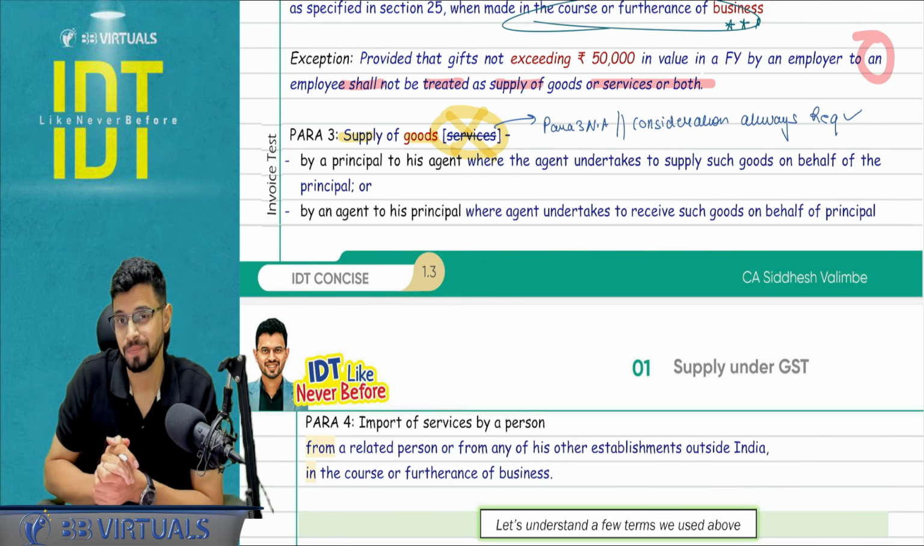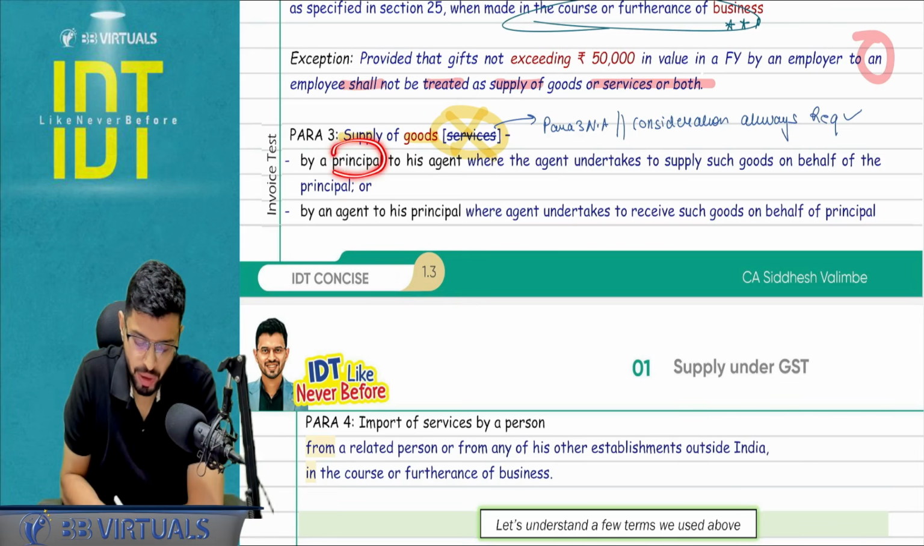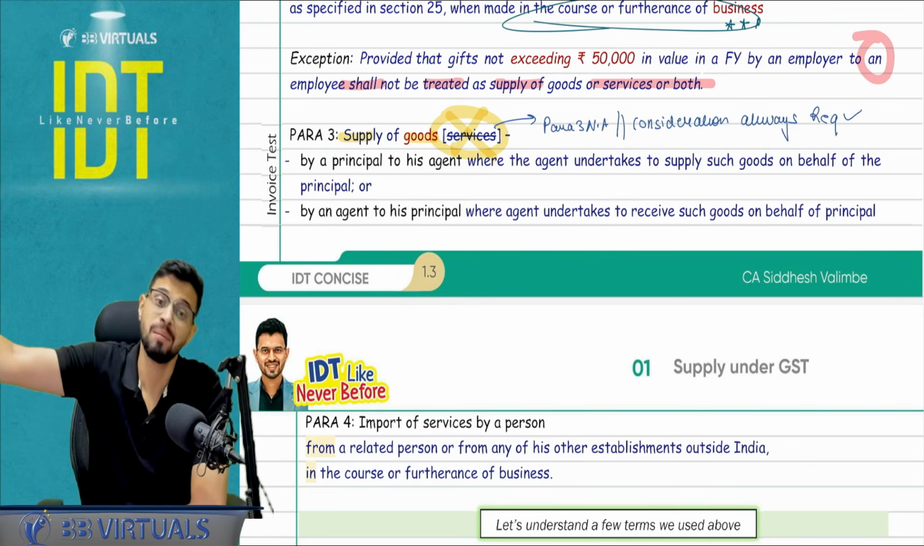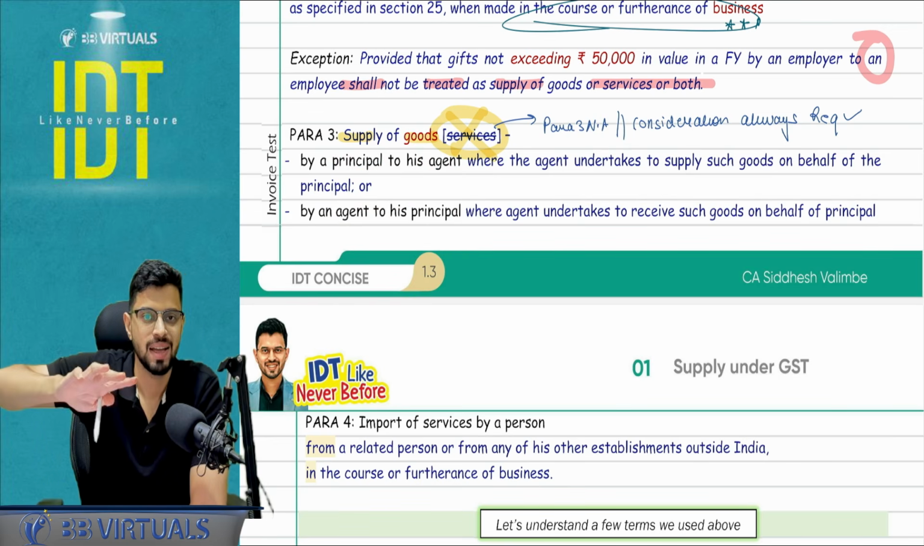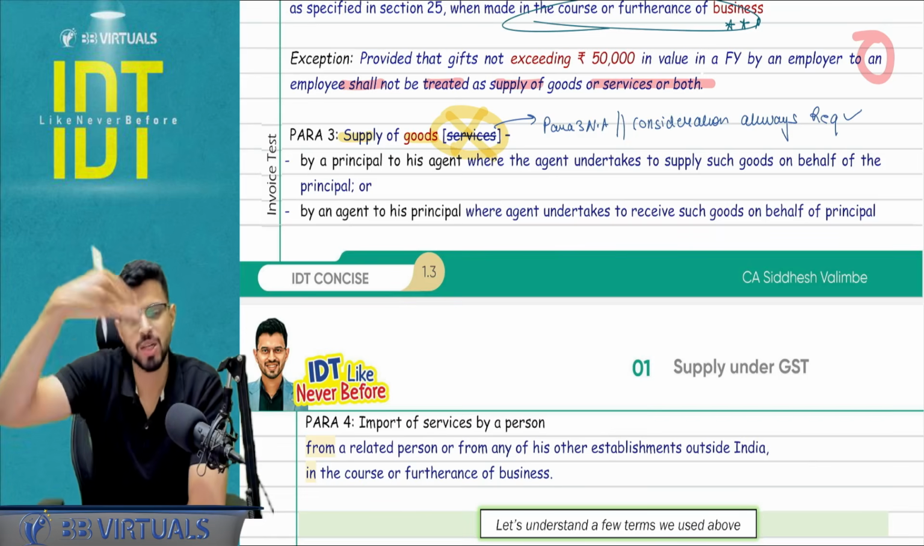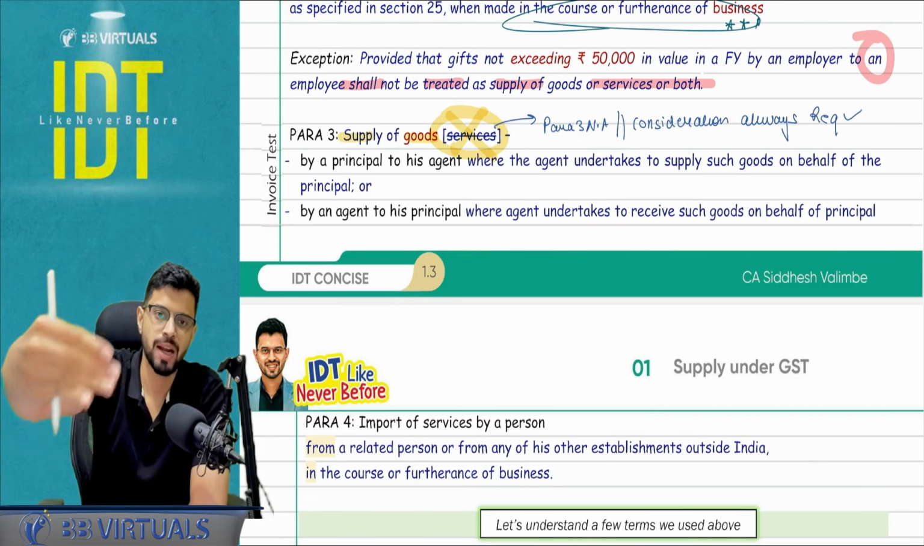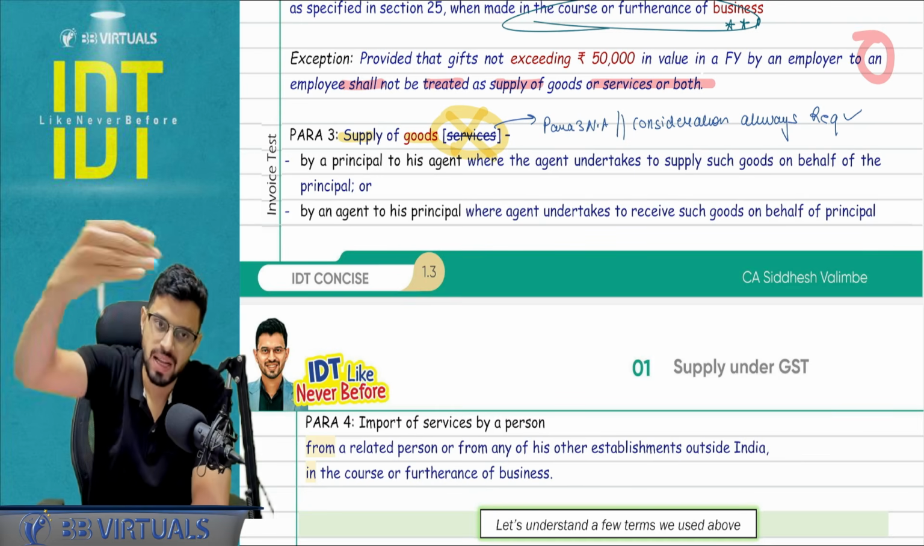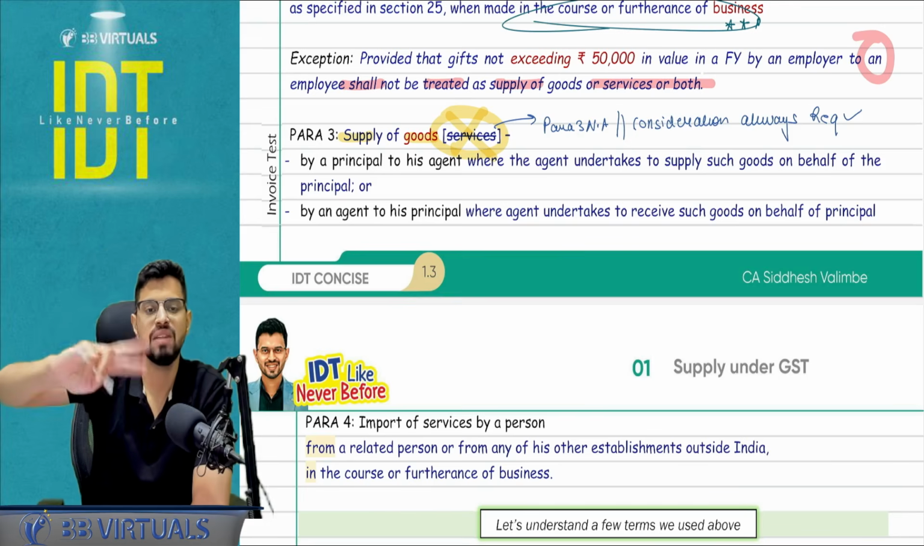Clear? Right? So, principal to agent or agent to principal. The agent can be supplying on my behalf or he can be receiving it on my behalf. So I am supplying to the agent and the agent is supplying further, or the agent is receiving from someone and giving it back to me. Any which way is possible.